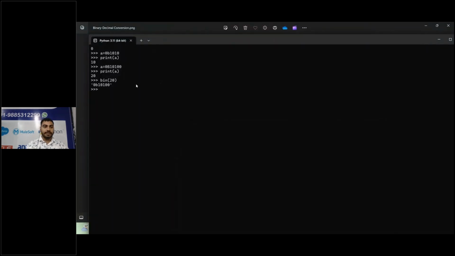Okay, next is what? Octal, right? So let's suppose a is equal to 0o 23, right? Let's go for it. Print a. What are we getting?